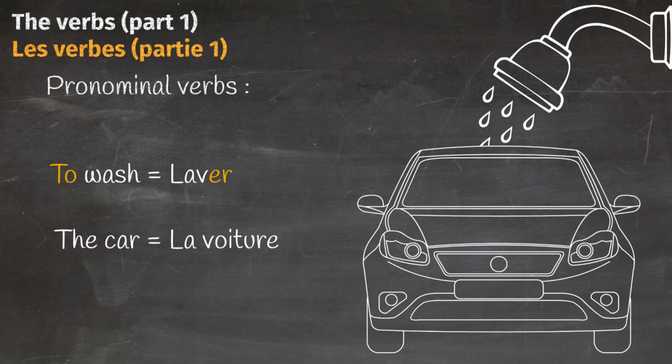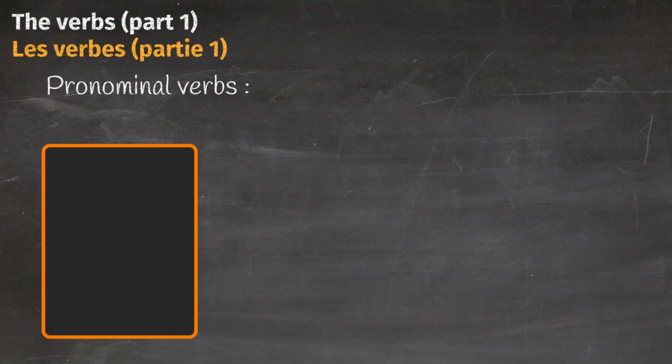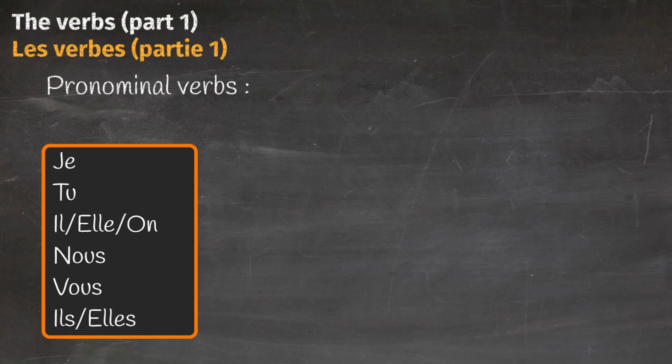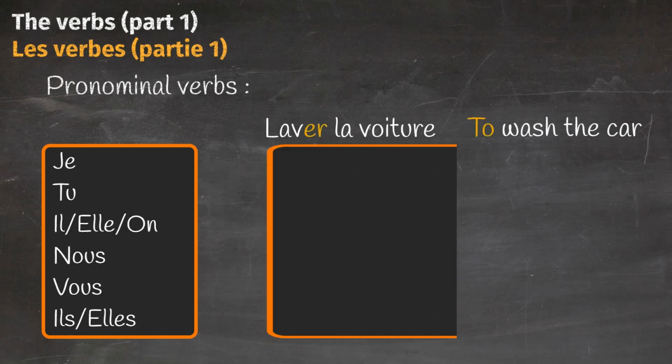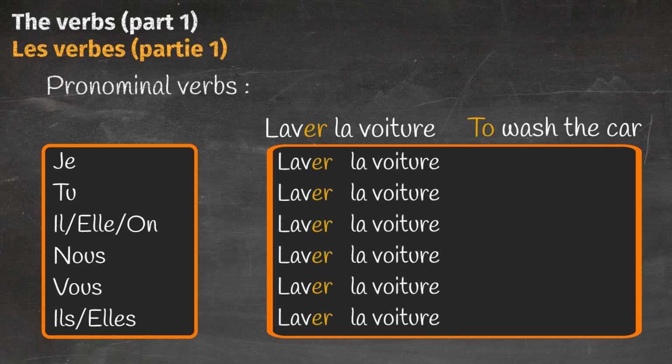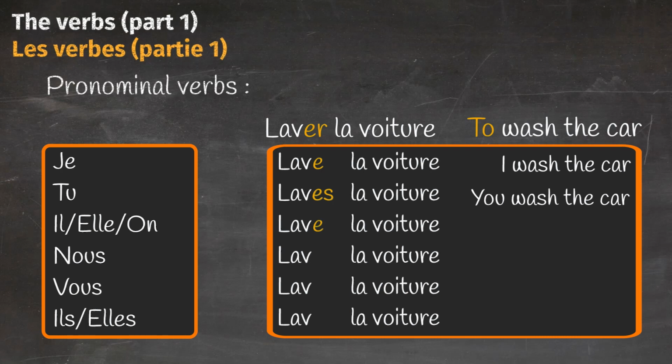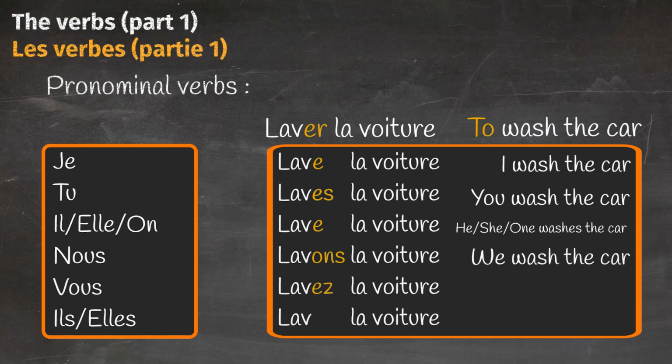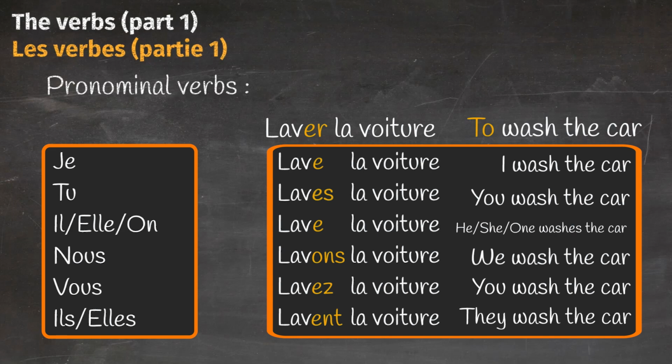La voiture. Je lave la voiture. Tu laves la voiture. Il, elle, on lave la voiture. Nous lavons la voiture. Vous lavez la voiture. Ils, elles lavent la voiture.